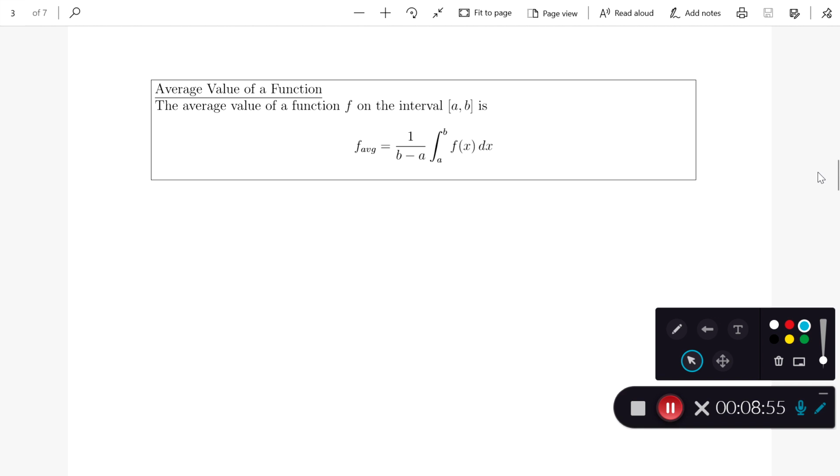So now we're equipped to actually state the exact formulation for the average value of a function. The main thing to realize is you just need to take an integral. And then just include this 1 over b minus a part. And that's it.